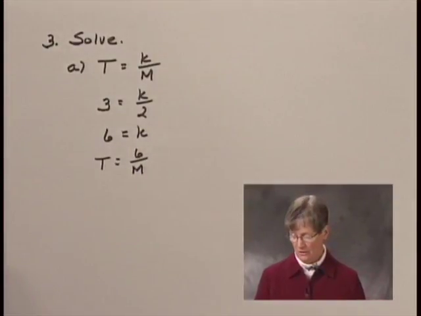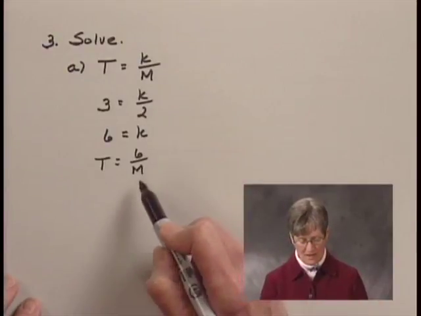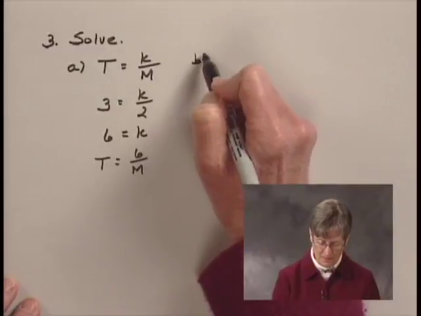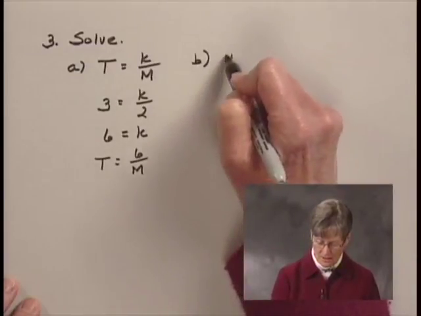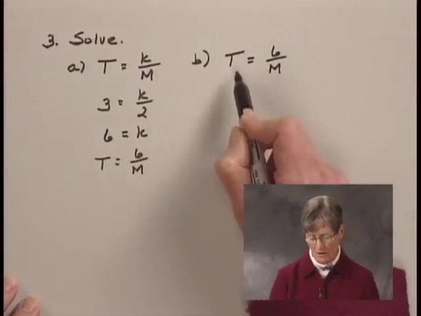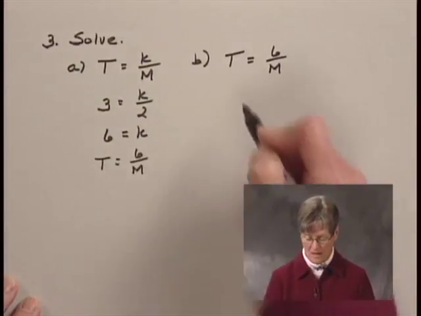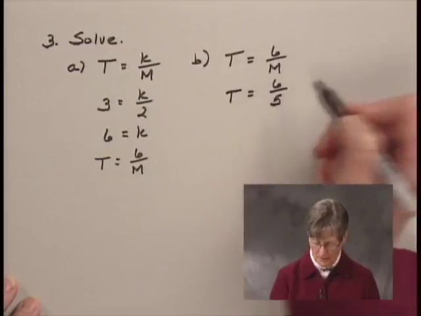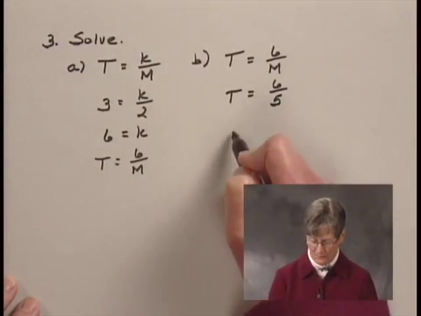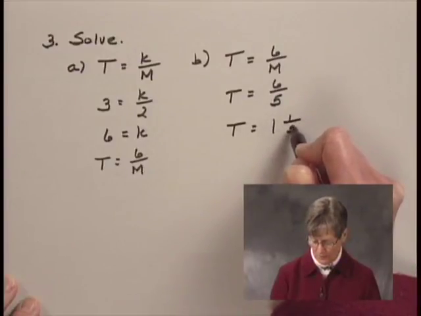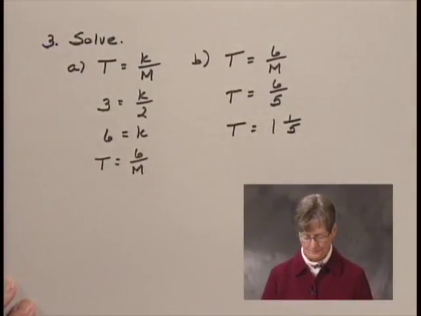And now what we want to do is to find the amount of time required to do the job when 5 concrete mixers are used. So that's the second part of our solution. We have the equation t equals 6 over m, and we want to know what t is when m is 5. So we'll substitute 5 for m. And we can say that t is equal to 6 over 5, or we might want to write this as a mixed numeral. t is equal to 1 1/5.